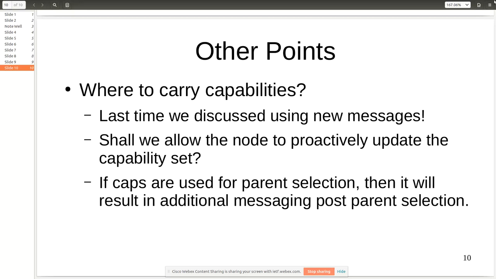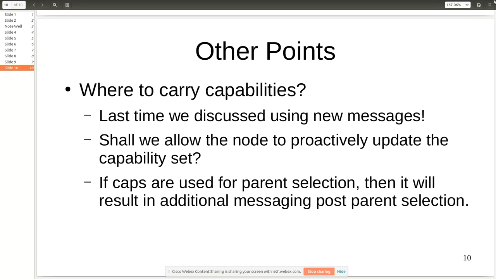Will that be okay? But Rahul, parent will be sending the capability information in a DIO already, right? Rabi, there was one discussion last time. Pascal suggested that it is not a good idea. It doesn't go with the principles of DIO DAO to carry this capability information. And there should be a different message altogether, which can be used to query and to disseminate all this information.